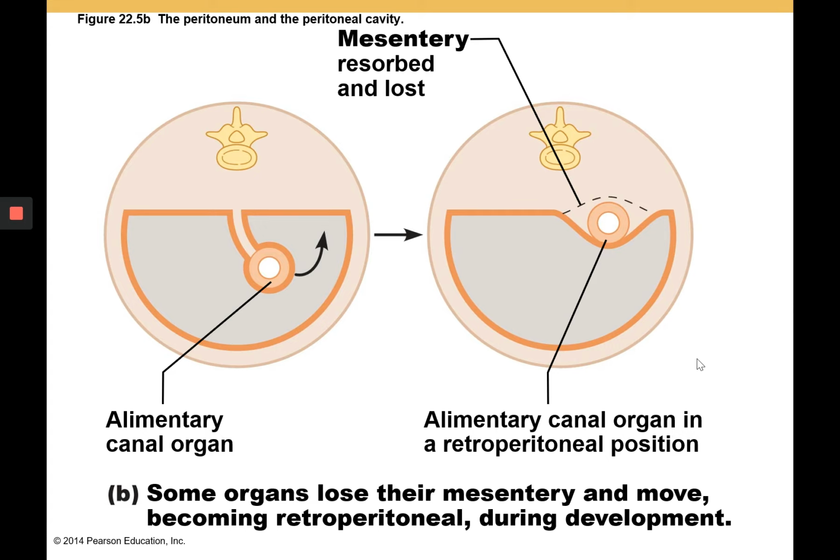Here we can see on the right a retroperitoneal organ. So it sits behind the peritoneum. It is not encased in peritoneum. And then an intraperitoneal organ is a part of the alimentary canal completely surrounded by visceral peritoneum.